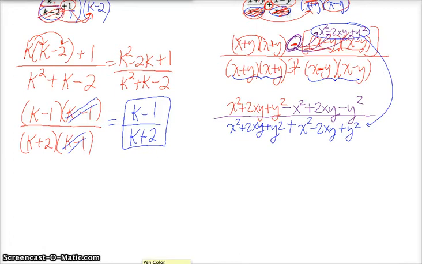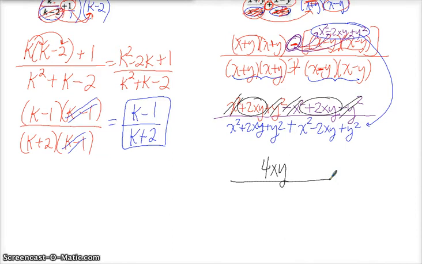Well, this is nice. My x squared cancels with the negative x squared. My positive y squared cancels with the negative y squared. So I only have a plus 2xy plus 2xy, which is 4xy. Now my denominator doesn't quite become that nice, but this positive 2xy and this negative 2xy cancel. So I have 1x squared plus 1x squared, which is 2x squared. I have 1y squared plus 1y squared, which is 2y squared.